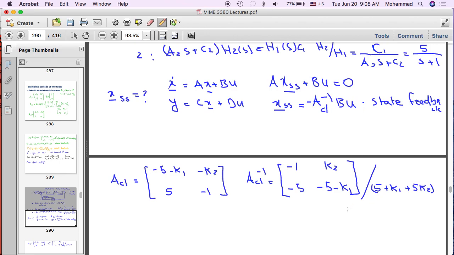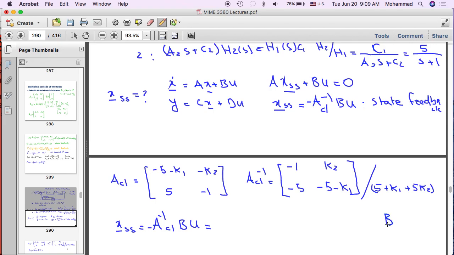And this needs to be multiplied by B. So we have B as 1, 0. So let's go ahead and find, so we need to calculate, x steady state is equal to minus A inverse of closed loop times B times U. So let's go ahead and calculate it multiplied by B. B is 1, 0.